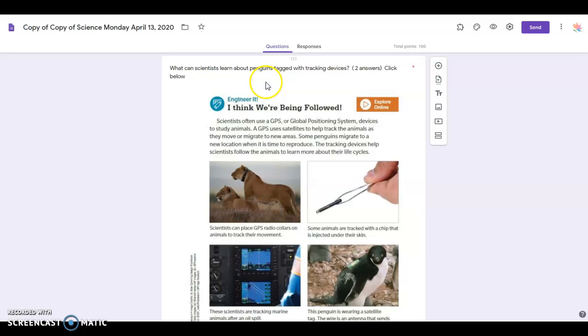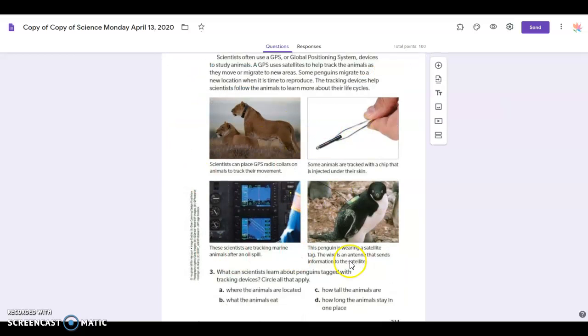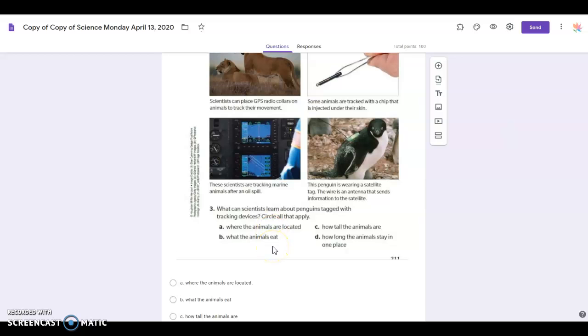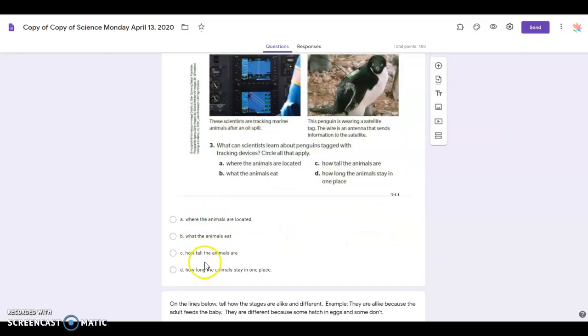And then what can scientists learn about penguins tagged with tracking devices? There's two answers for this one. Again, you have to read through the page. Analyze the pictures. This one has two correct answers, so make sure you click on two.